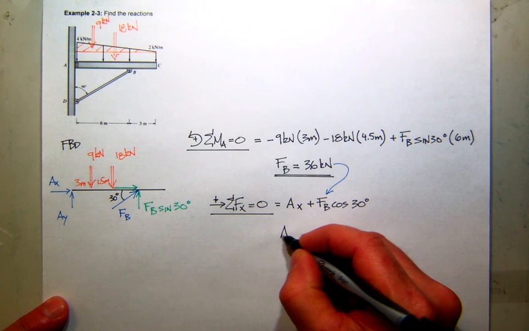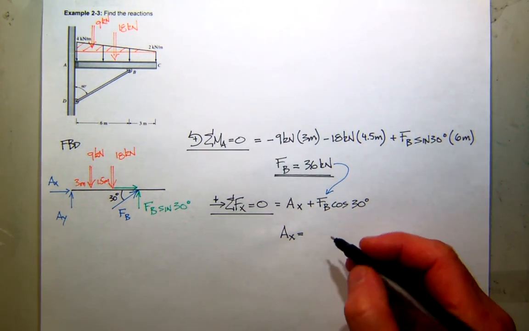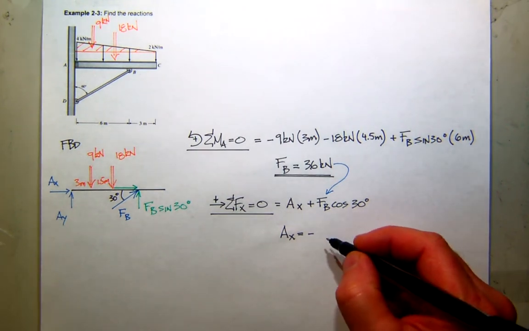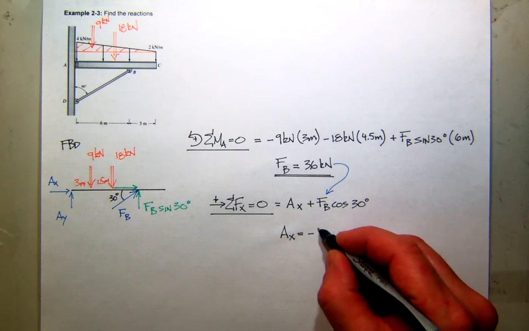What do I get? Should be negative, right? 31.2. Anybody else get that? Yep. I see some head shaking.